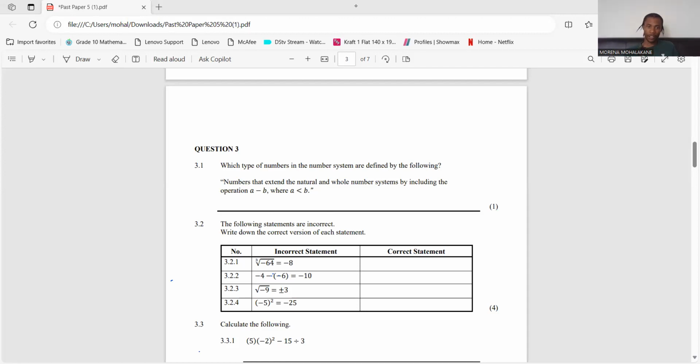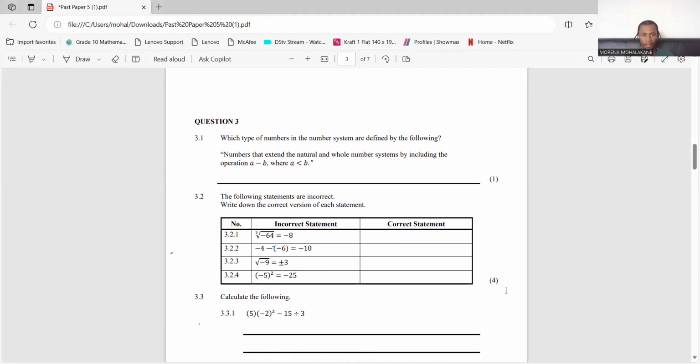Check out this question here. You are given a number system. Which type of numbers in the number system are defined by the following? Numbers that extend the natural and whole number system by including operations A minus B, where A is less than B.